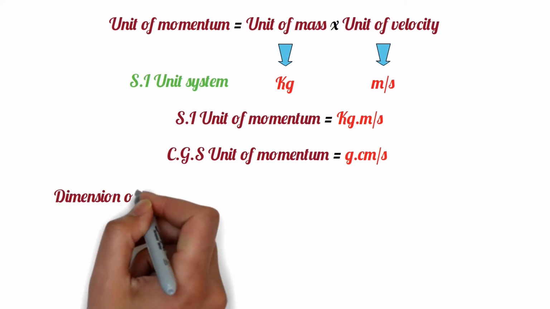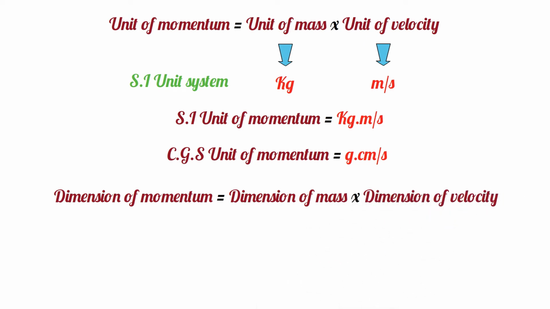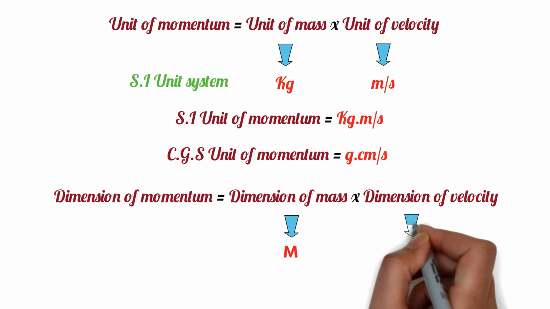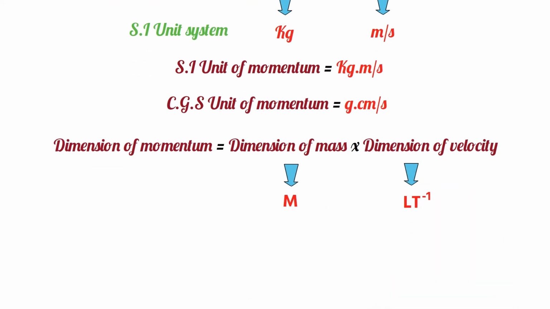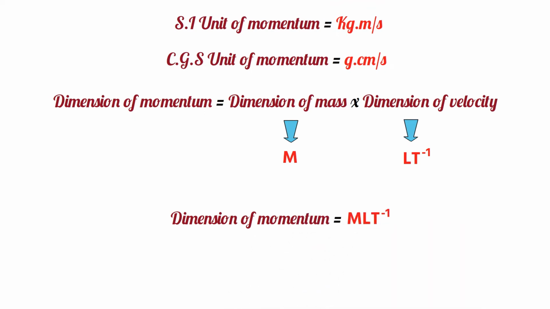The dimension of momentum is equal to the dimension of mass into the dimension of velocity. We know the dimension of mass is M, and the dimension of velocity is LT inverse. So the dimension of momentum is MLT inverse. Newton's second law of motion.